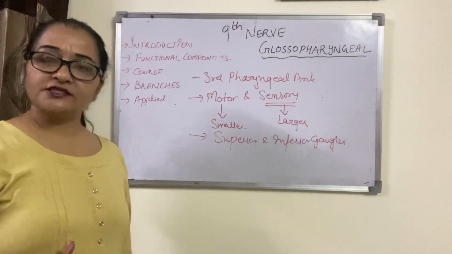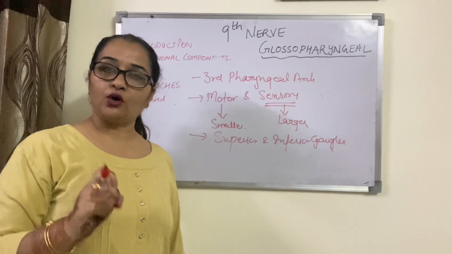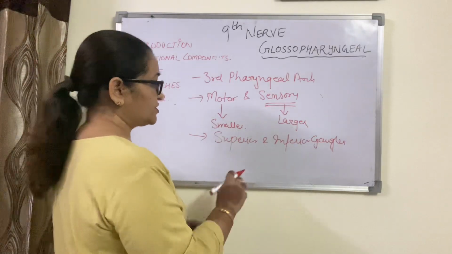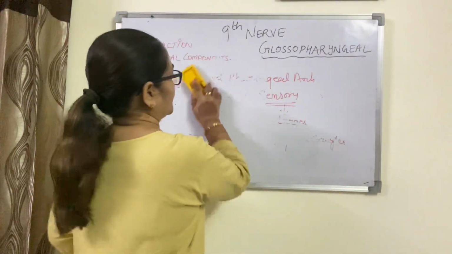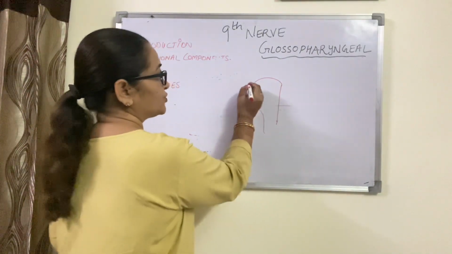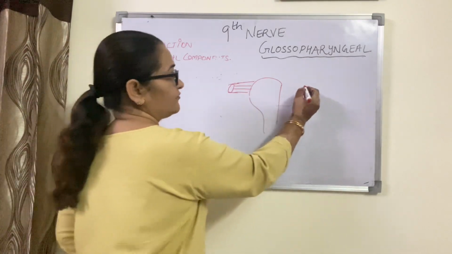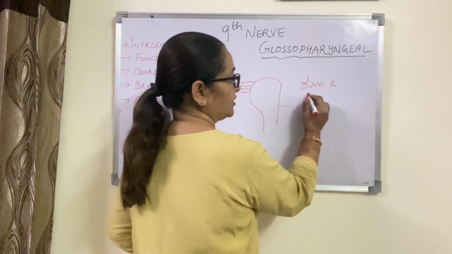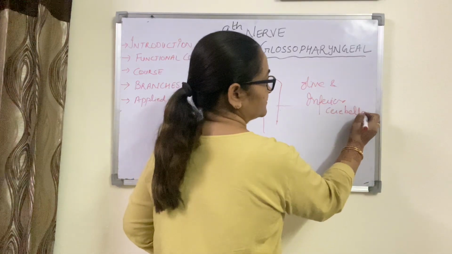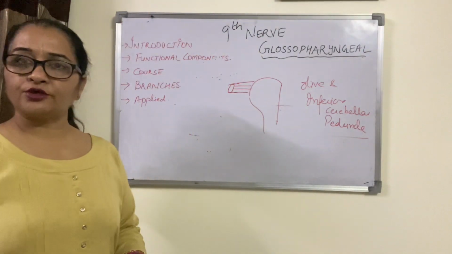Then this nerve leaves the medulla oblongata through a gap between the olive and the inferior cerebellar peduncle, through 4 or 5 rootlets. So if this is the olive portion, this nerve leaves it through the 4-5 rootlets between the olive and inferior cerebellar peduncle. Between the olive and inferior cerebellar peduncle, this nerve leaves the medulla oblongata. So this is the introductory part of this nerve.